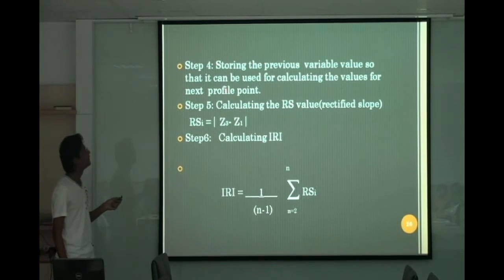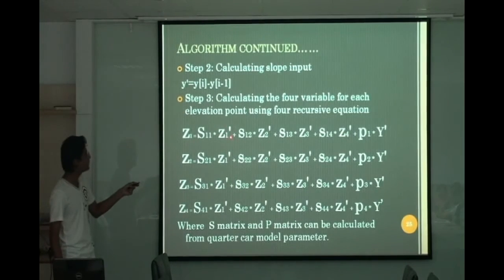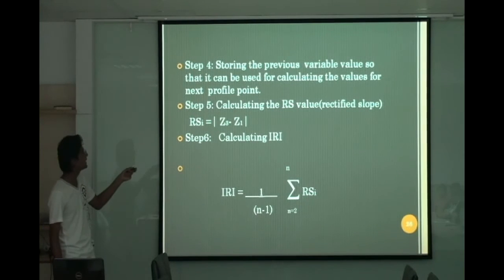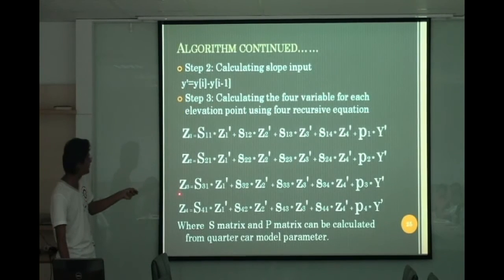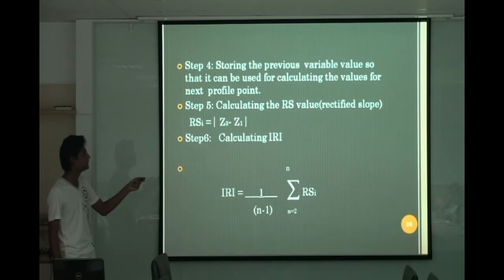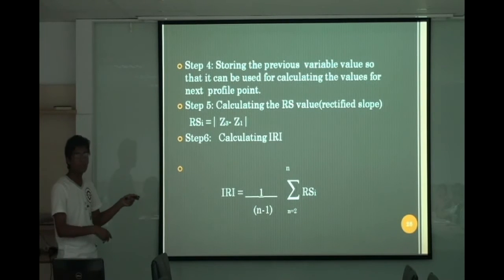So the fourth step is that we are using the previous value to calculate the new ones. So we have to store this Z1 value. We will store the previous value and then calculate the RS value, that is the modulus of Z3 minus Z1. This is the Z3 point and Z1. And then the last step is to get the average of all the RS values. It is a summation from 2 to n divided by n minus 1, where n is the total number of elevation points which we have taken in the road profile.